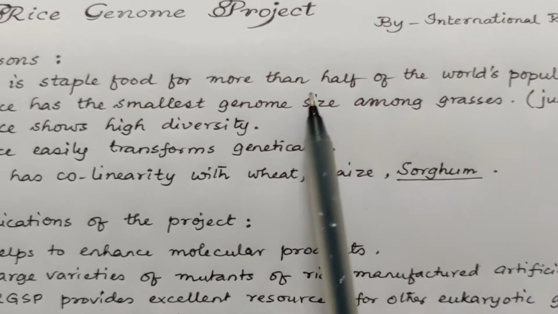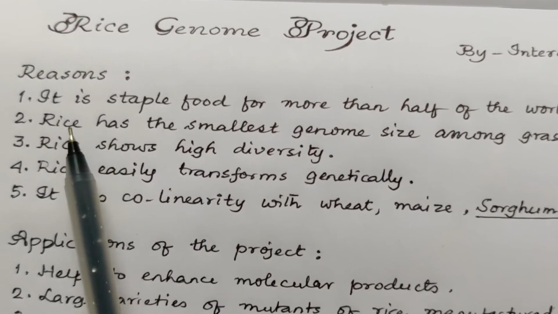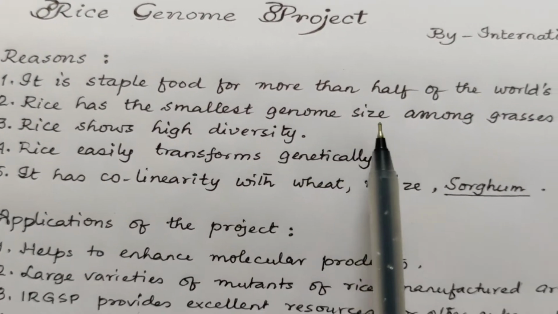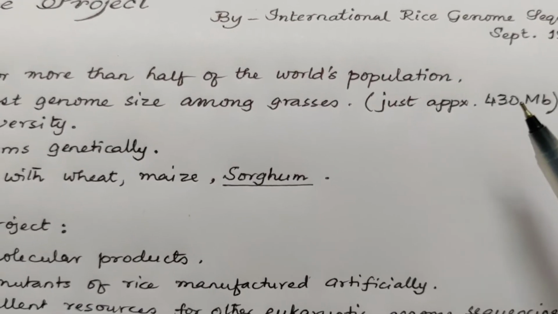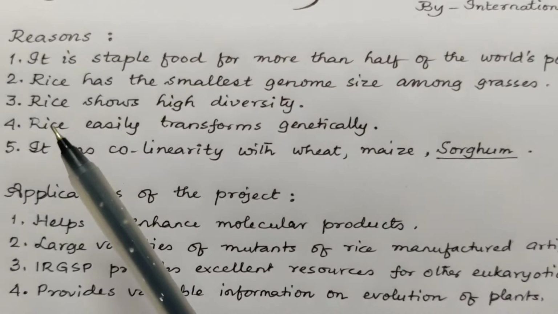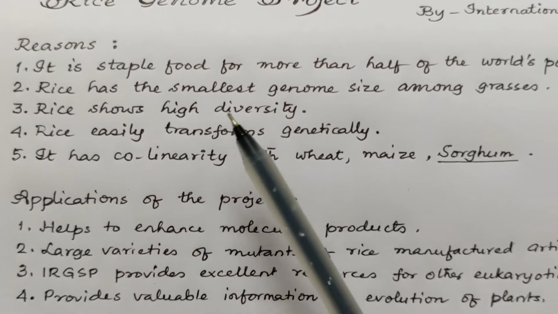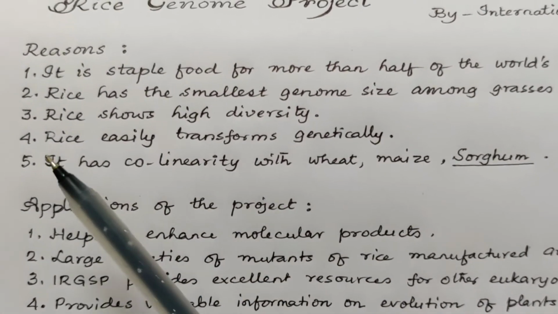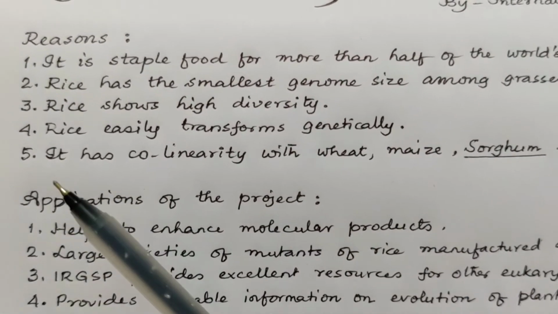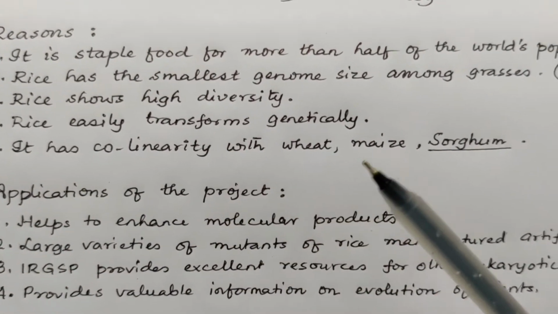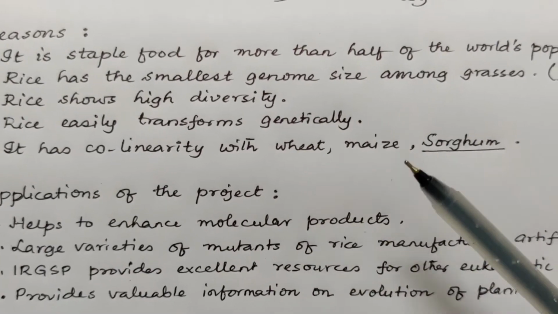Rice is widely used. Number 2, rice has the smallest genome size among grasses, approximately 430 MB. Rice shows high diversity. Rice easily transforms genetically, and it has collinearity with other cereal crops like wheat, maize, sorghum, etc.